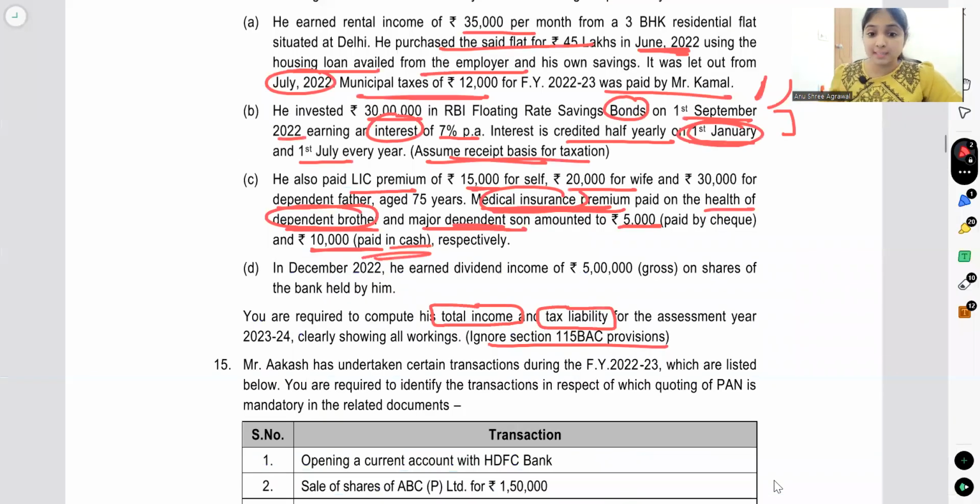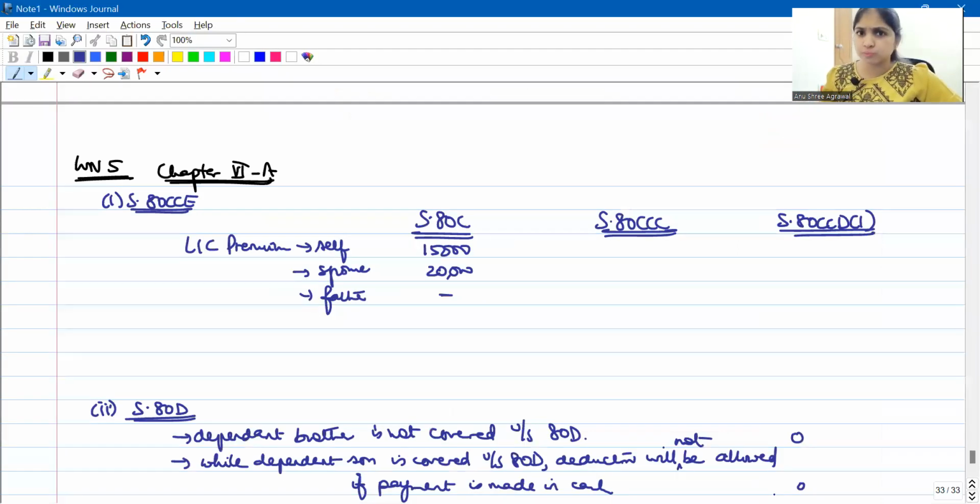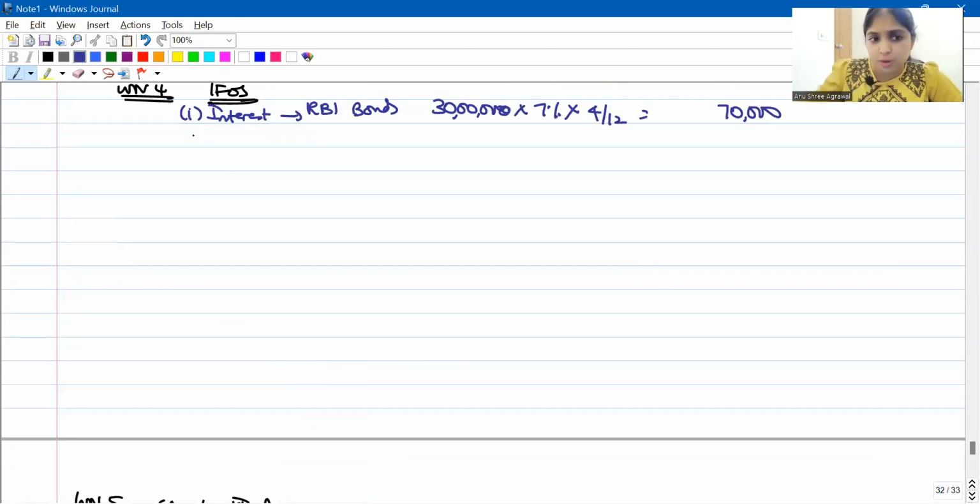Then after that, anything else? In December 2022, he earned dividend income of 5 lakh on shares of a bank held by him. Which head will this go to? IFOS. So under IFOS, we have dividend income. How much dividend income is he earning? 5 lakhs. That's it with the adjustments, guys.